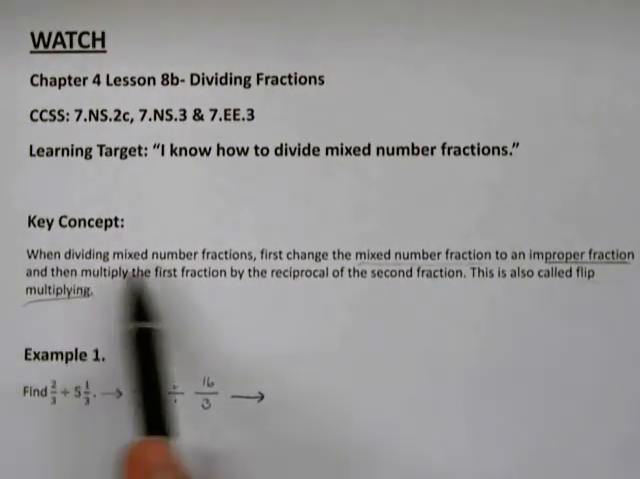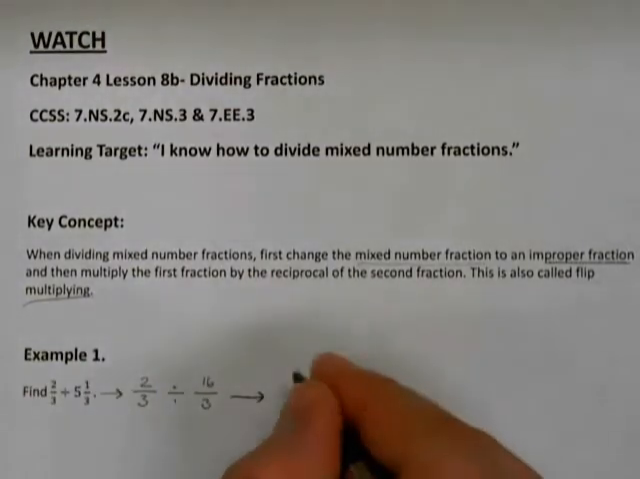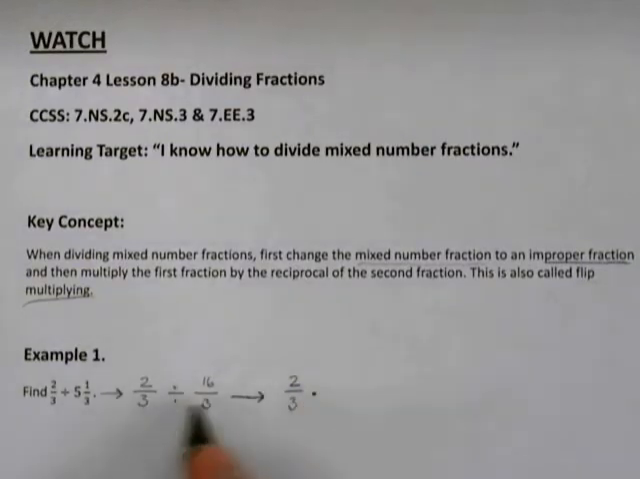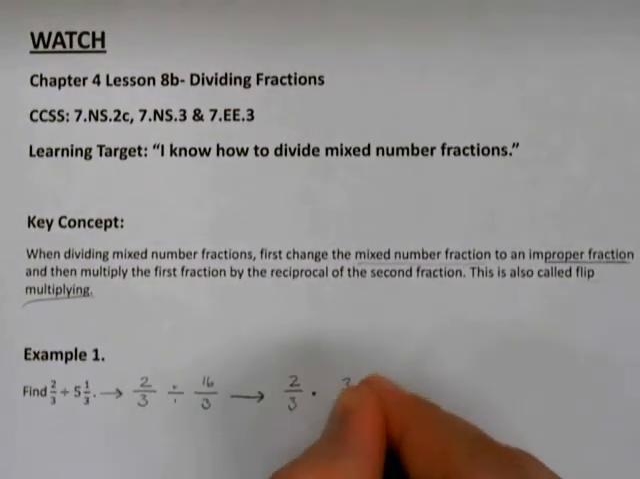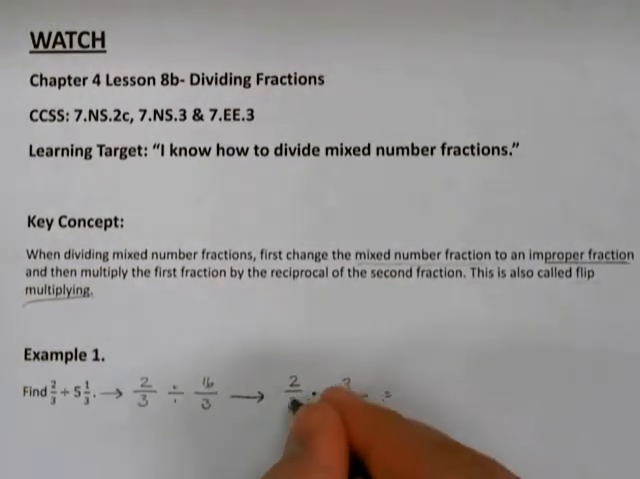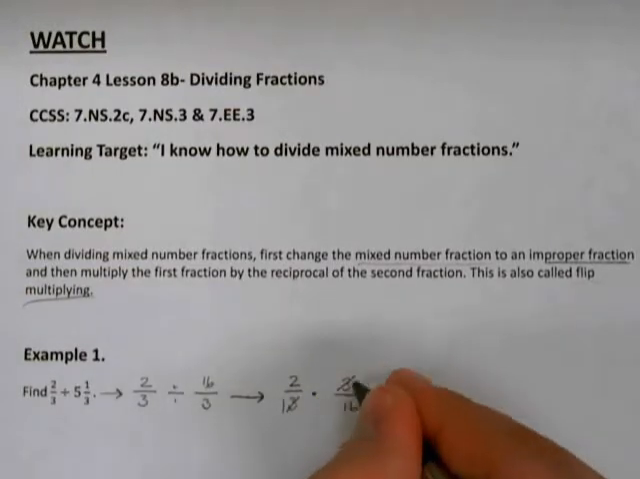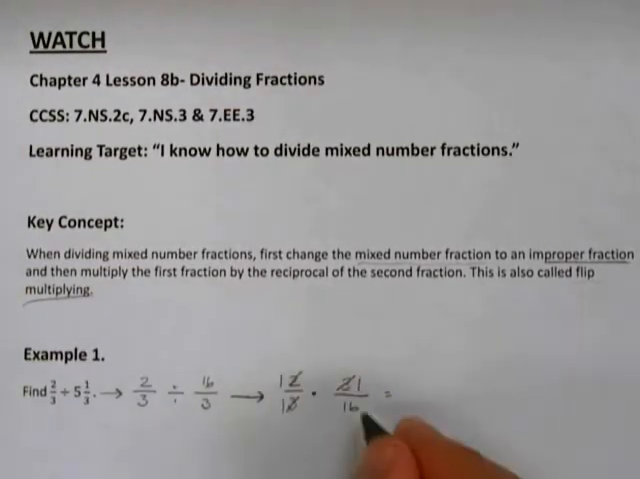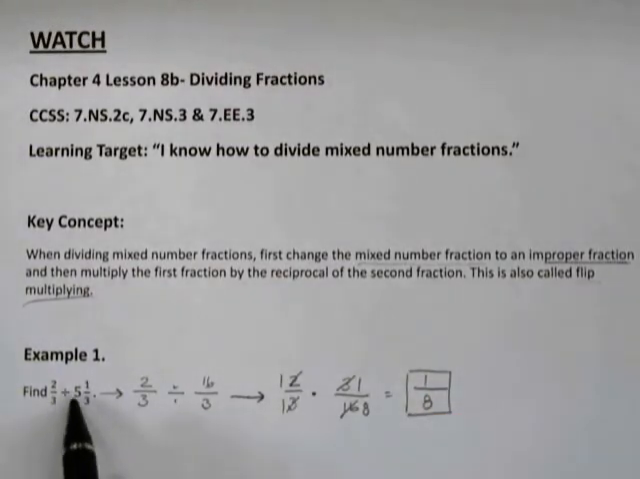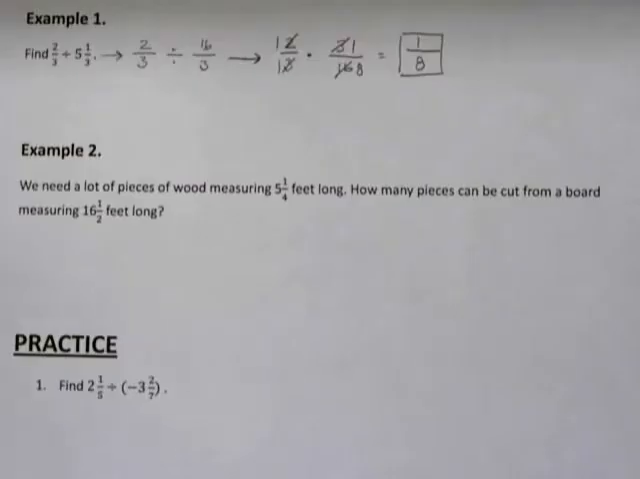The second step is to multiply the first fraction by the reciprocal of the second. So I'm going to take 2/3, and now I'm going to multiply by the reciprocal, which is 3 over 16. I can reduce this before I multiply, to make it a little easier on myself. 3 goes into itself once, 2 goes into itself once, and 8 times into 16. Then I multiply and I get 1/8. So 2/3 divided by 5 and 1/3 is 1/8.